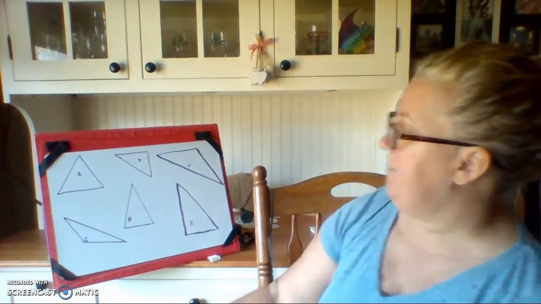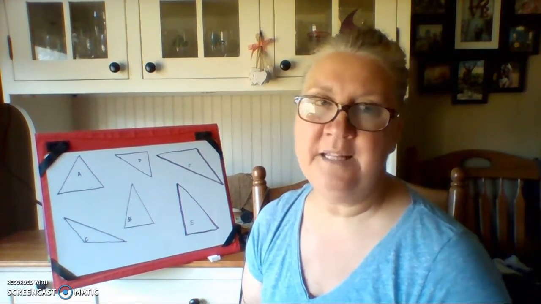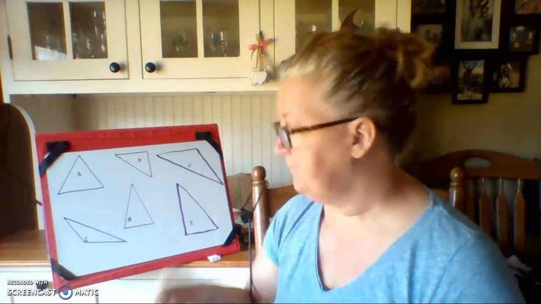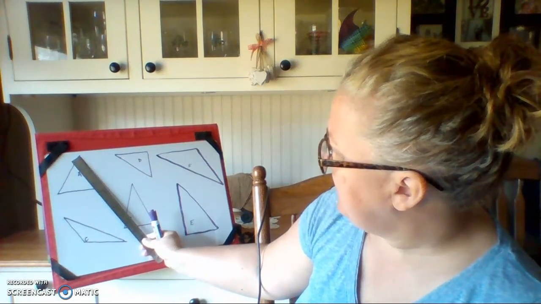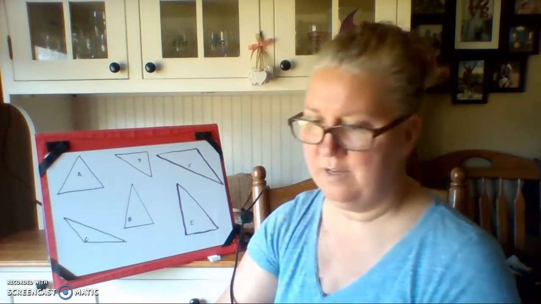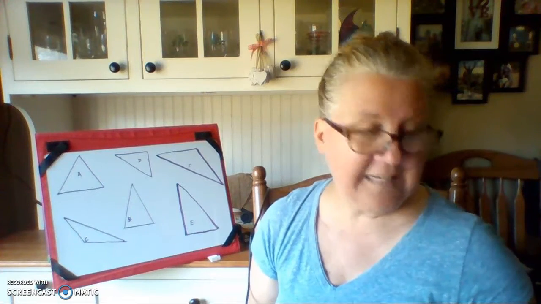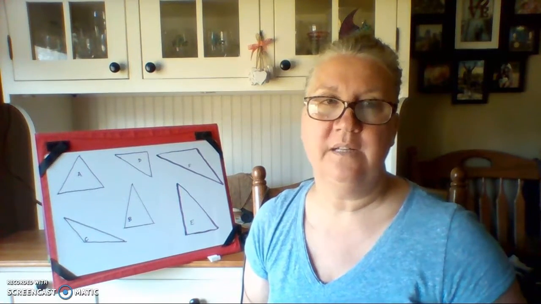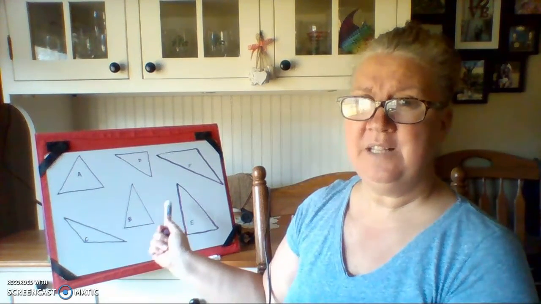Now the next thing we're going to talk about, classification of triangles, is the sides. And by sides, I mean the length of the sides. If you take a look at A, it looks pretty even, doesn't it? If I take my straight edge and I measure, this side is 4 inches, this side is 4 inches, and this side is 4 inches. All 3 sides have the same measure. That is called an equilateral triangle. The sides are equal. Equilateral. Do I have another equilateral triangle up here?